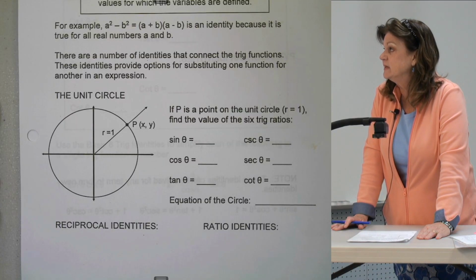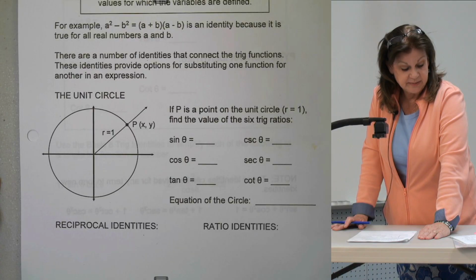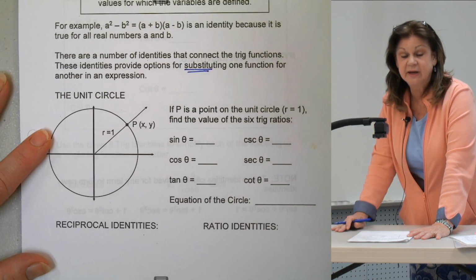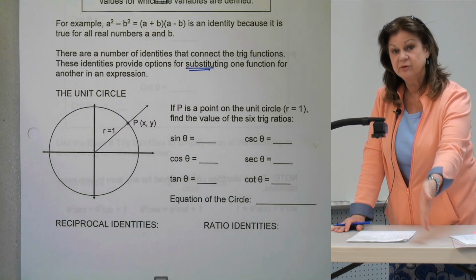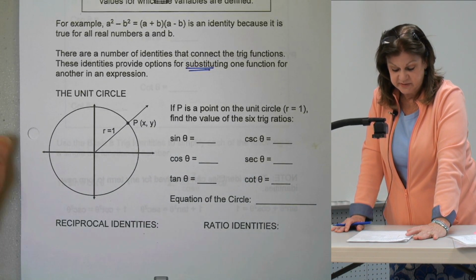So there are a number of identities that can connect our trig functions, and these identities are options for substituting, and this is your key word here, because sometimes you're going to have to substitute. You won't have enough information to work with what you're given, so you're going to have to think, what's an alternative path that I could take to solve this problem?